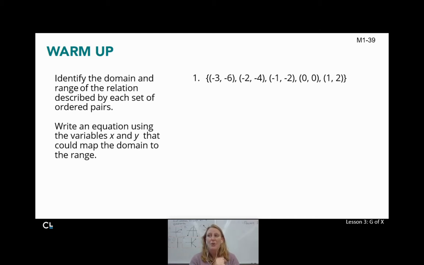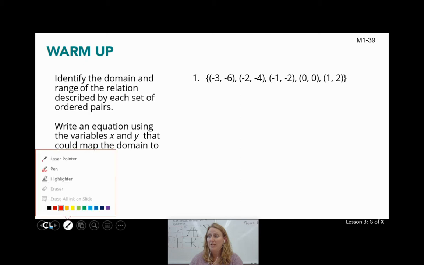We're asking you to identify the domain and range of the relation described by each set of ordered pairs. We're also asking you to write an equation using the variables x and y that could map the domain to the range. Now, this is going to sound wordy, so let me point out a few things. First of all, we're on page M1-39 of your workbook. If you're not sure where we went, that's where we went.